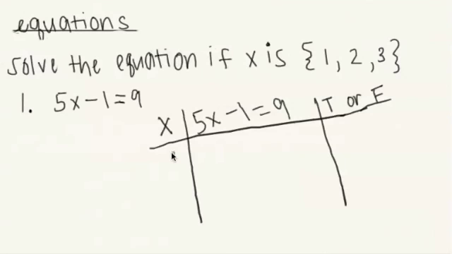In the x column, look at whatever they gave you in the brackets and just fill it in. The first number in the bracket is 1, so I'm going to fill in a 1 here. The second number is a 2. The third number is a 3. Next, in the second column, wherever you see an x, plug in the corresponding number in the row that you have here. So in this first row, my x is 1, so wherever I see an x in the second column, I'm going to replace it with 1.